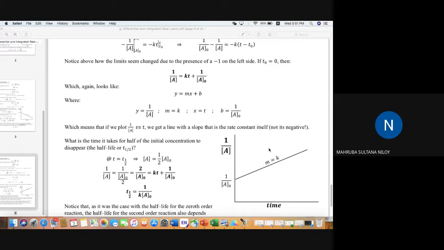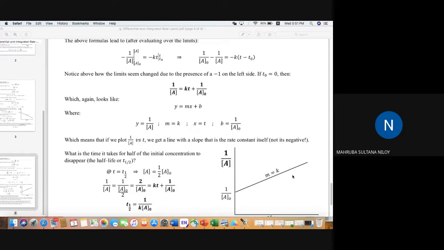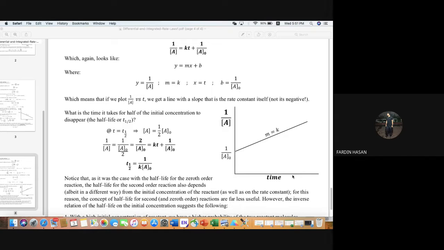So what will be the initial concentration in this graph? 1 by A naught, sir. Okay, and the slope will be? K, sir. Okay, great.